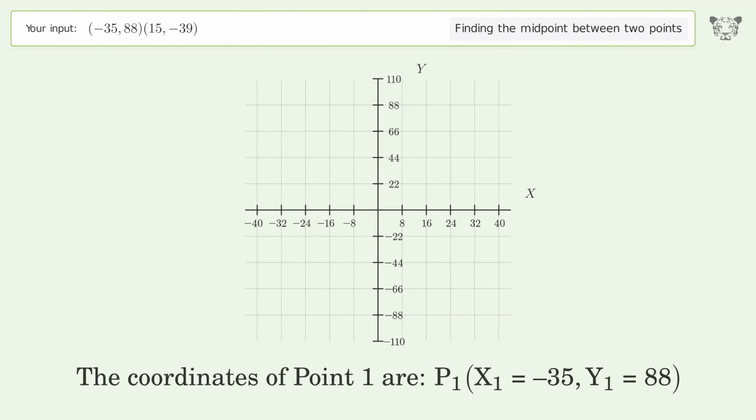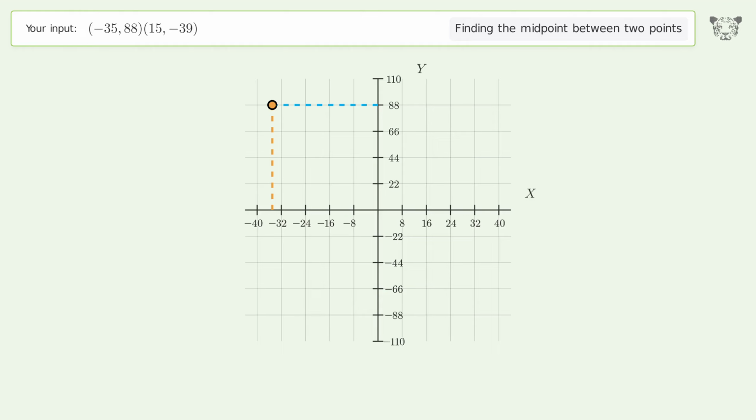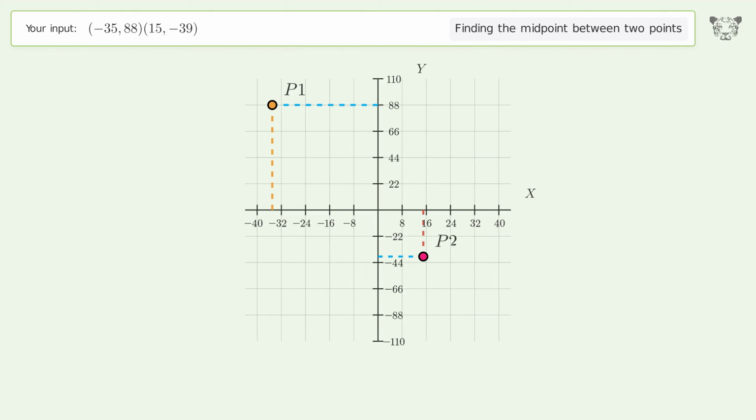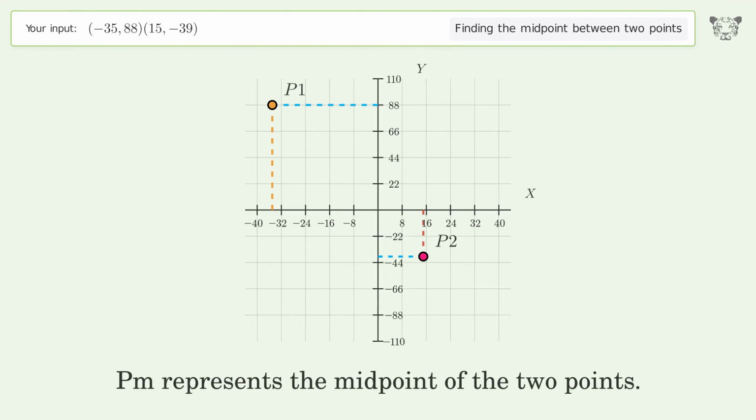The coordinates of point 1 are x1 equals -35, y1 equals 88. The coordinates of point 2 are x2 equals 15, y2 equals -39. PM represents the midpoint of the 2 points.